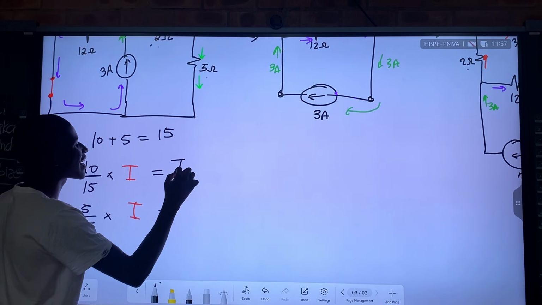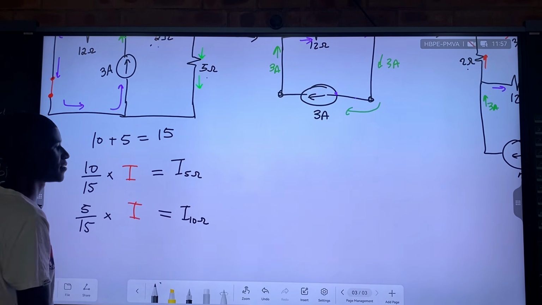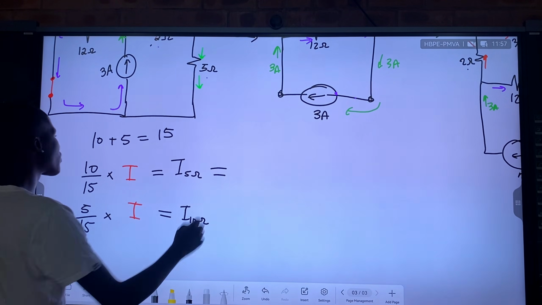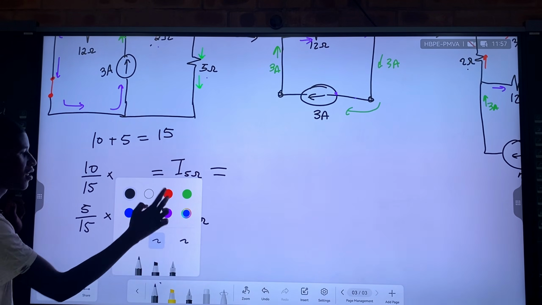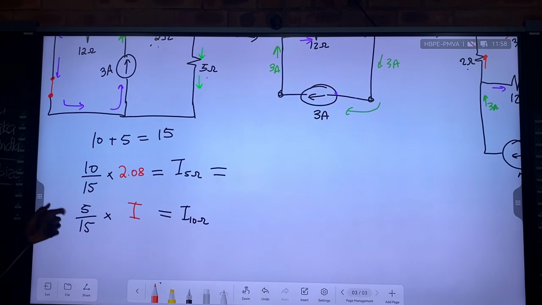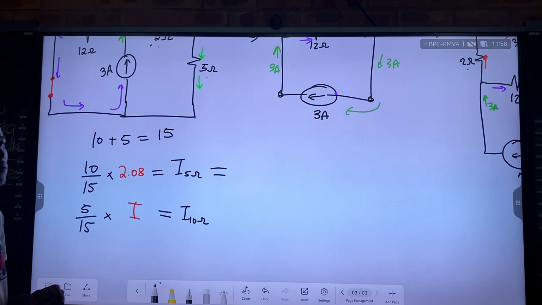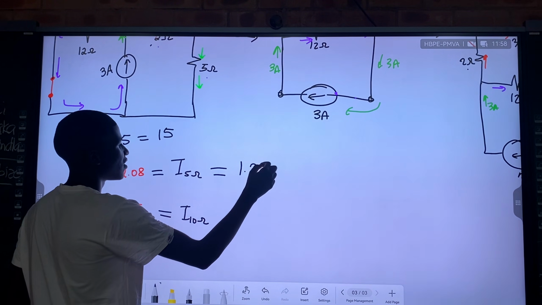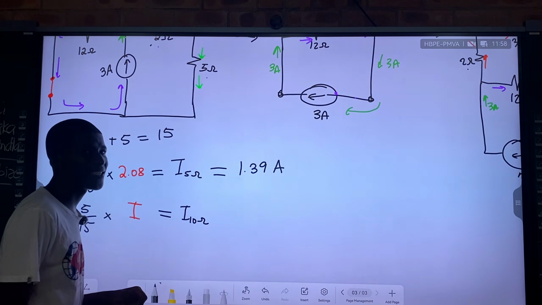So this is the current going into the 5 ohms, and this is the one going into the 10 ohms. What is the current through the 5 ohms? 10 over 15 times the red current we found, 2.08. What is 10 over 15 times 2.08? 1.39 amperes. Is it?